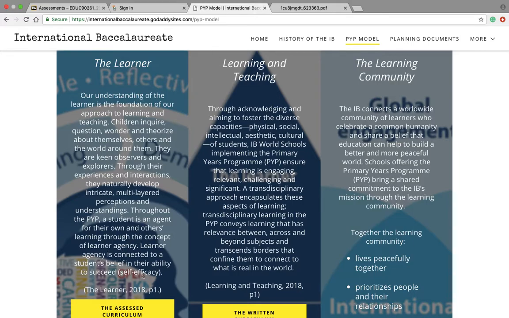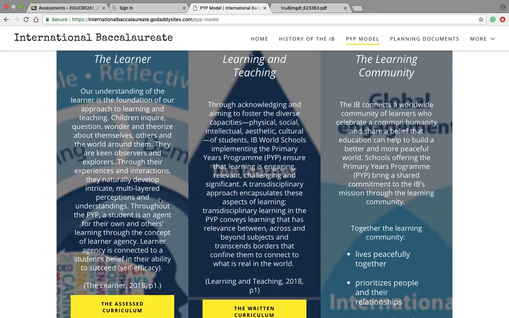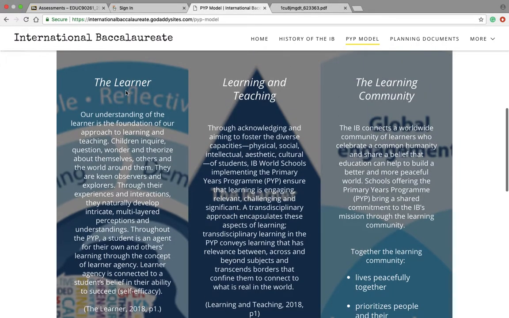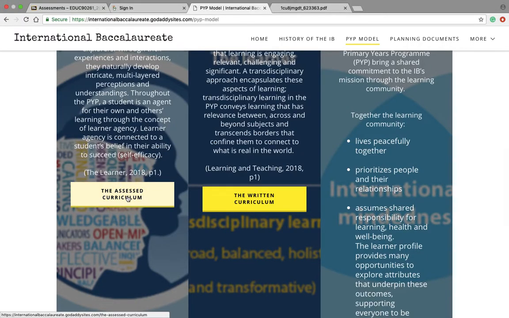Learner agency is connected to a student's belief in their ability to succeed. They inquire, wonder, and theorise about themselves, others, and the world around them. They develop multi-layered perceptions and understandings. So therefore, let's take a deeper look into the learner and its connection to the assessed curriculum at an independent level.